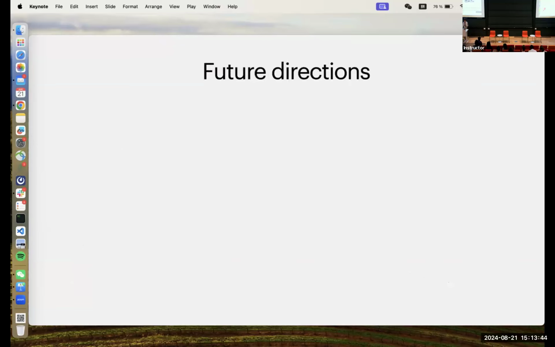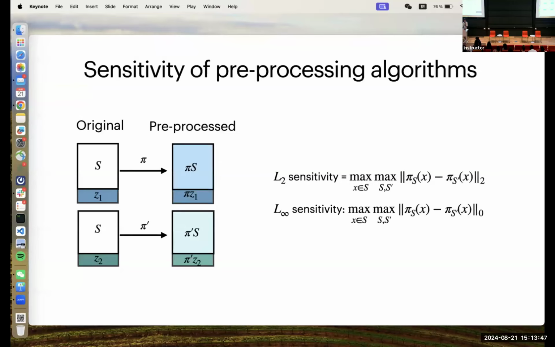Because we have this very weird definition of two sensitivities, where the first one is the Euclidean distance between each point, and the second one is the number of points that differ in those two preprocessed data sets. So for example, for deduplication, the first one, the L2 sensitivity between each point, can be as large as the radius of your data set, but the L infinity sensitivity is upper bounded by the number of points that are duplicates in your data set.